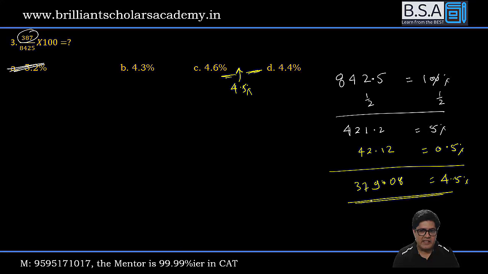Do I need 379 or do I need to go above? I have 379 with me. I need to go more. I need to go above. I need to go above 4.5. Above 4.5 is 4.6. That is the answer. This whole process is called calculation by parts.